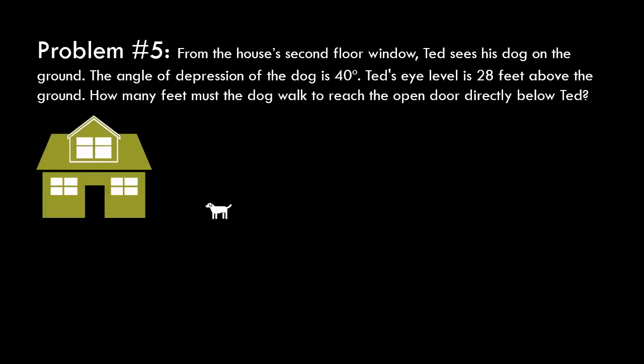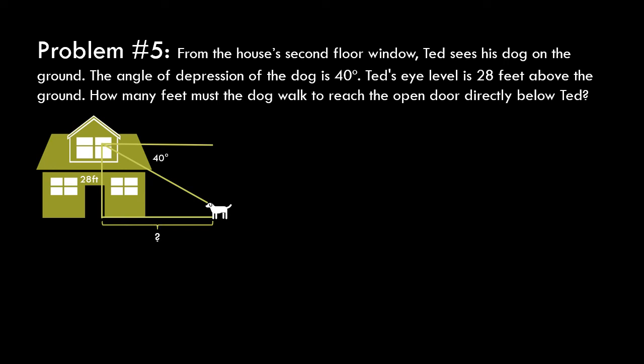So in this problem, we have a 2-story house and a dog. Ted is situated on the second floor window, and on that window, he sees his dog. And the angle of depression of the dog is 40 degrees. Ted's eye level is 28 feet above the ground, which means the height is 28 feet. So what we are looking for is the distance between the dog and the place directly below Ted.